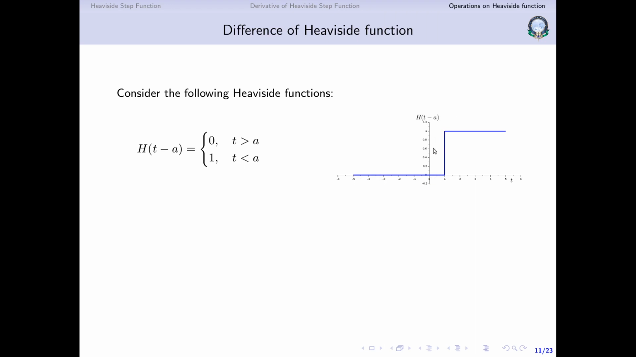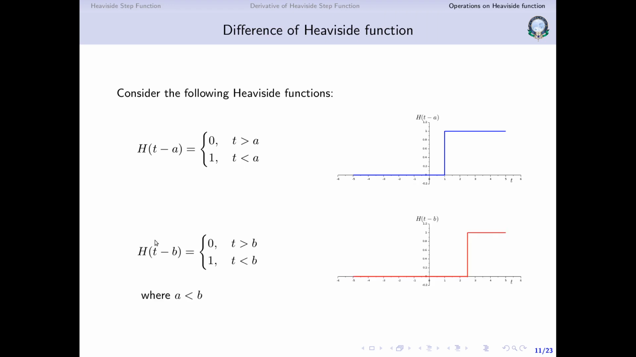So h of t minus a means the Heaviside step function will shift towards the right side, and the step will now take place at 1. Now consider another distribution. Over here one function is h of t minus a, another function is h of t minus b. In this example, this is 2 and this is 3, so b is somewhere in between, around 2.5. So h of t minus a goes from 0 to 1 at a equal to 1, and h of t minus b goes from 0 to 1 at b equal to 2.5. This is where the step will occur.